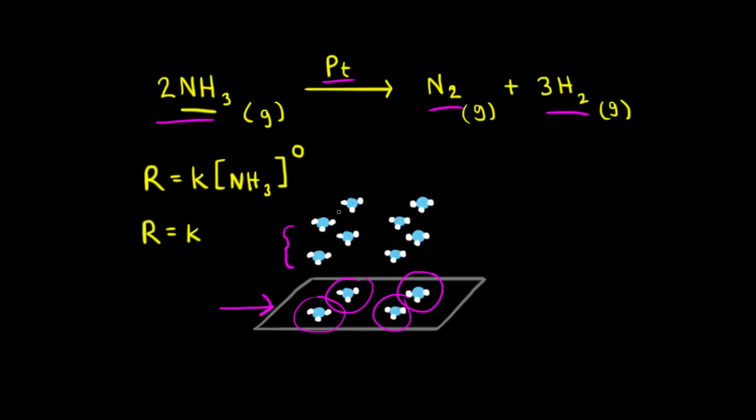Normally, increasing the concentration of a reactant increases the rate of the reaction. However, for this reaction, since we're limited by the surface area of the catalyst, if the catalyst is covered with ammonia molecules, increasing the concentration of ammonia molecules will have no effect on the rate of the reaction. And therefore, this reaction, the decomposition of ammonia on a hot platinum surface, is an example of a zero-order reaction.